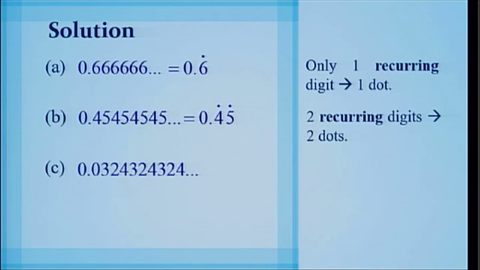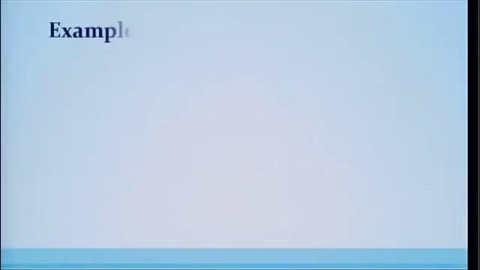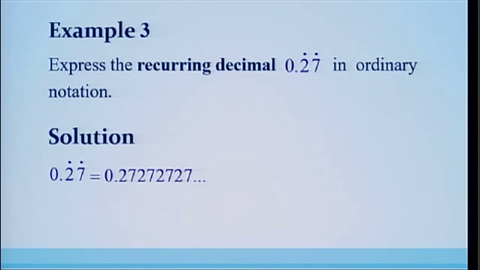What about this one? Should we write a dot above the 0? Of course not. It is the numbers that are recurring that should be written with a dot above them. Since we have number 2 always between 3 and 4, no need to write a dot above the 2. Example 3. Now write this dot notation in ordinary form. We have a dot above the 2 and 7, so we're going to repeat number 2 and 7.